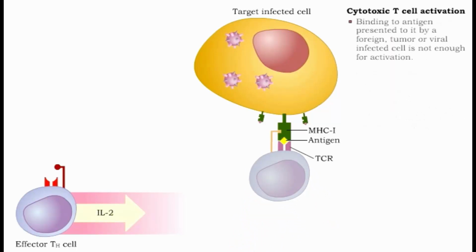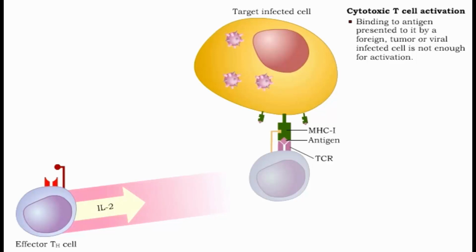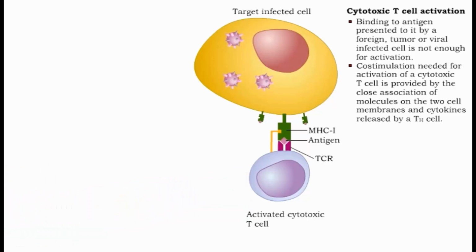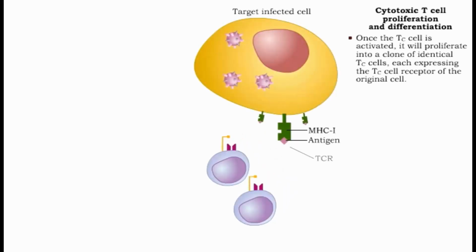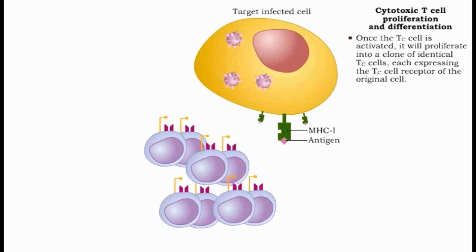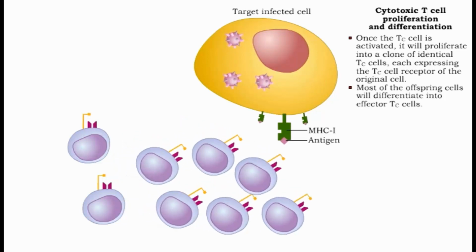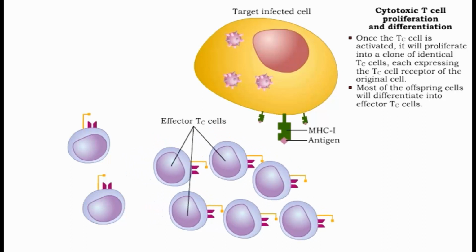Binding to an antigen presented by a foreign tumor or viral infected cell is not enough for activation of cytotoxic T cells. Co-stimulation, provided by the close association of molecules on the two-cell membranes and by interleukin-2 and other cytokines produced by helper T cells, is needed. Once the cytotoxic cell is activated, it will proliferate into T cell clones, each expressing the receptor of the original cell. Most of these clones differentiate into effector T cells.